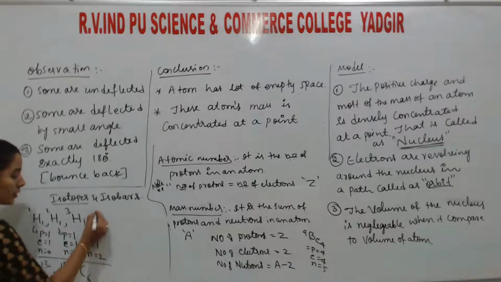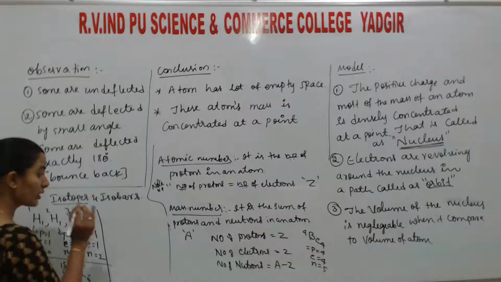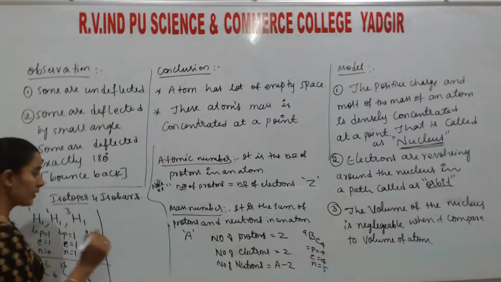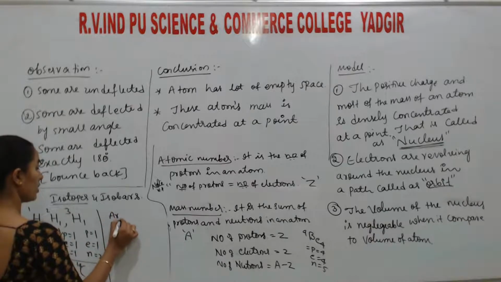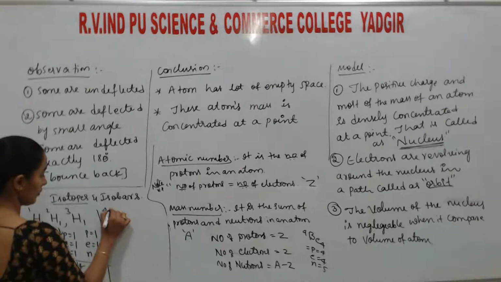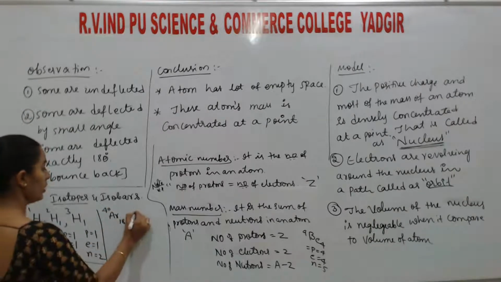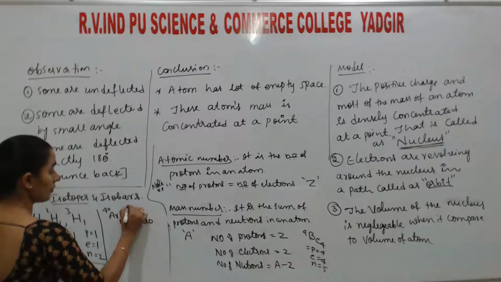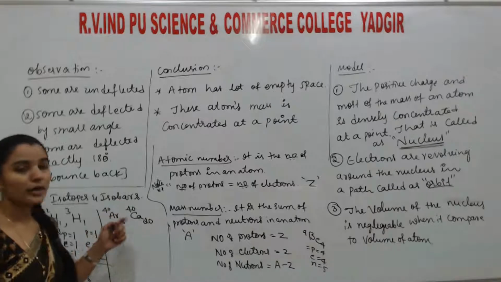Another one is isobars. So students, what do isobars mean? I'll give an example, then you will understand. Argon 18, 40 and calcium 20, 40. These two are examples of isobars.